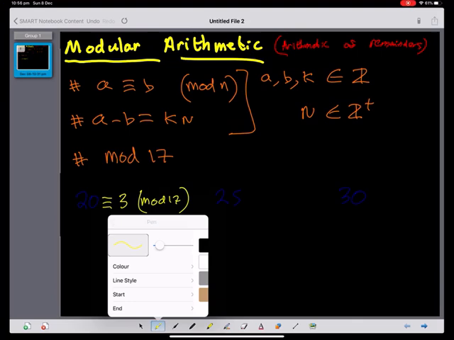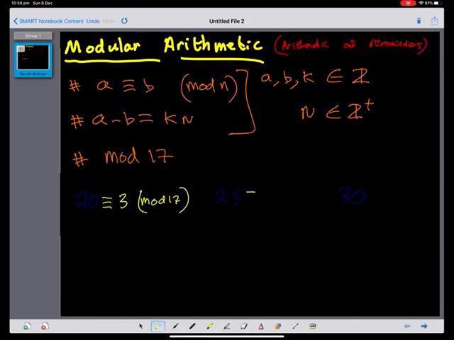25 is congruent to 8 mod 17. Why? Because 25 divided by 17 goes in once and we have a remainder of 8. Okay, so let's put commas between these.